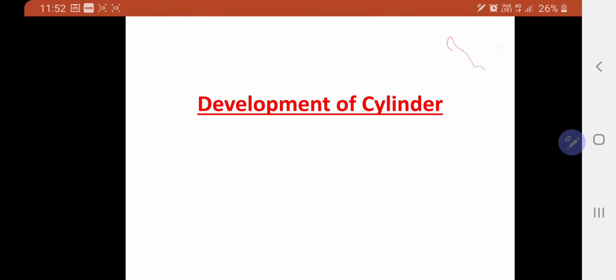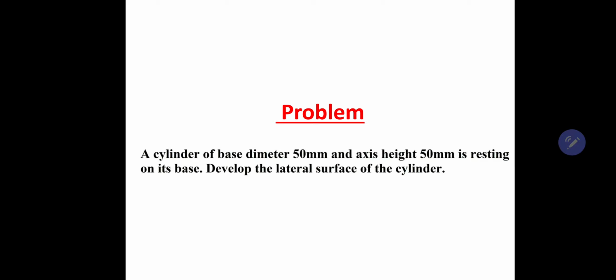Good morning, students. So, in this lecture, we shall come to know how to develop a lateral surface of a cylinder, or how to develop a surface of a cylinder. This is a given problem in which the base diameter of a cylinder is 50 mm and the height is also 50 mm, and this cylinder is resting on its base.